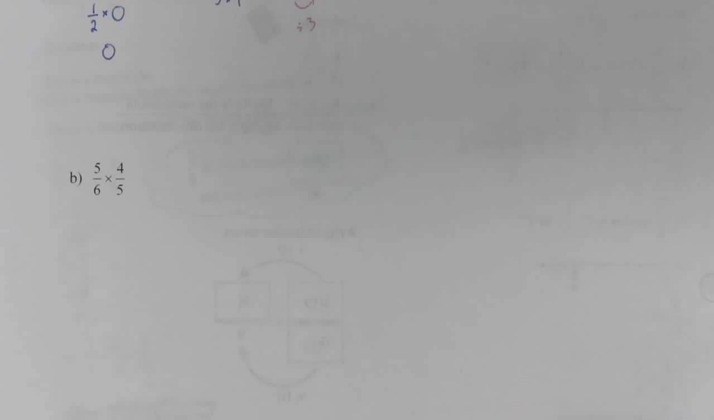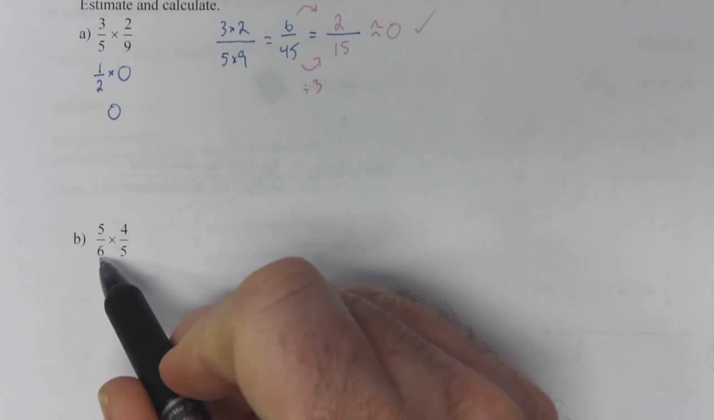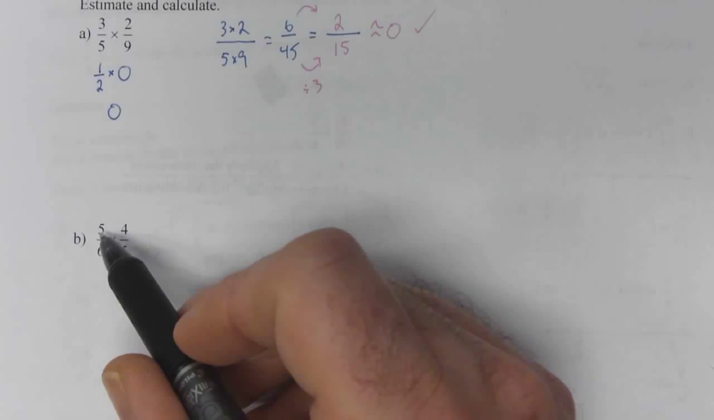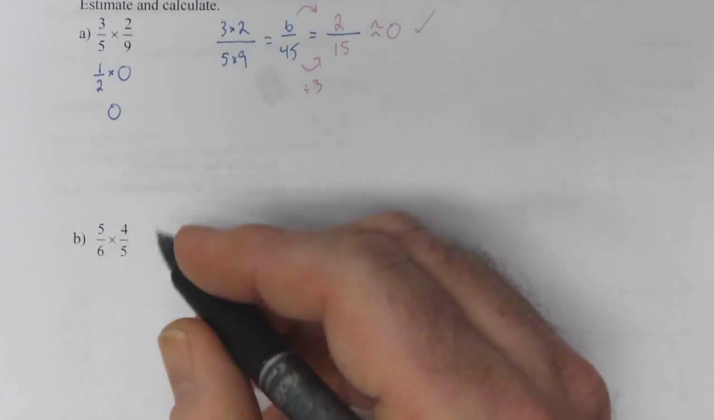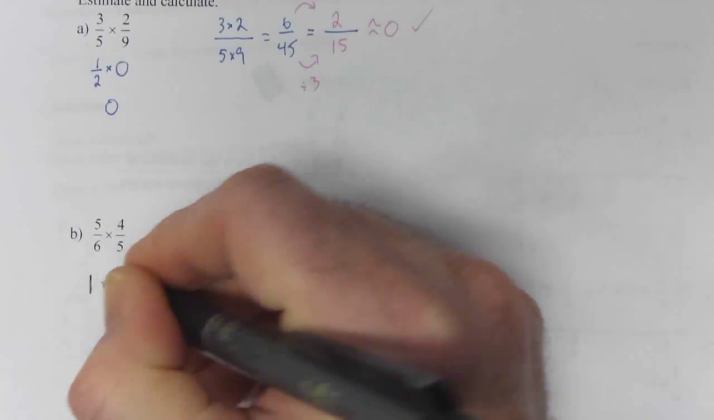The next one, 5/6 times 4/5. Well, let's think, half of 6 is 3. Is 5 closer to 0, 3, or 6? I'm going to say it's closer to 6. So 6 out of 6 would be estimating that that is close to the number 1.